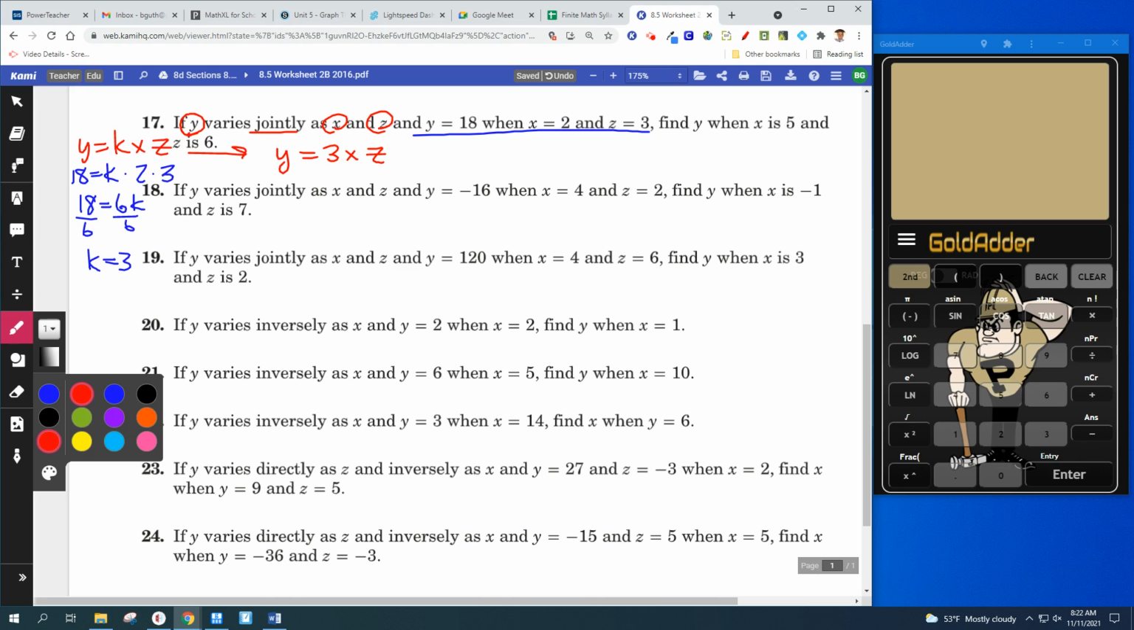Well, right, but K is constant and x, y, and z are variables. X, y, and z could change. They could be something else, but 3 will be 3 every single time. All right, so that's my formula, y equals 3xz, my joint variation formula. Then the last step is we want to find y when x is 5 and z is 6. So we're going to plug in x is 5 and z is 6 right there. 3 times 5 times 6. 90.